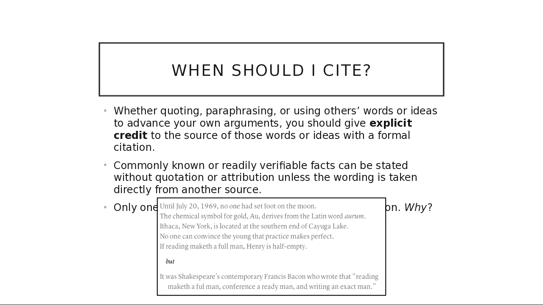So at the bottom of the slide, you see a list of statements, and this actually comes from the Chicago Manual. And so the first set of statements don't require a citation. The last one does. Why? Why do we think that is? What does the bottom statement contain that none of the other ones do? A direct quote, right, exactly.